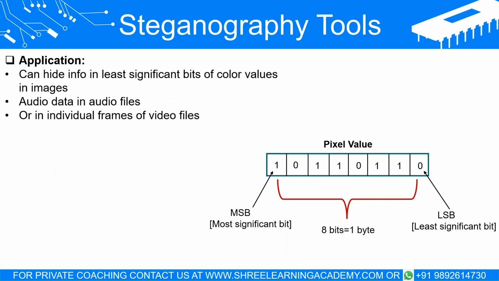Steganography can be accomplished in various ways, depending on the type of digital media being used. For example, in images, information can be hidden in the least significant bits of the color values of pixels. In audio files, it can be hidden in the least significant bits of the audio data. The same technique can be applied to video files where information can be hidden in individual frames.